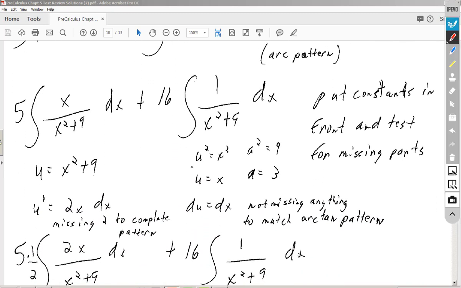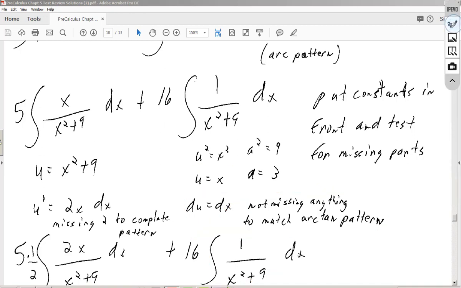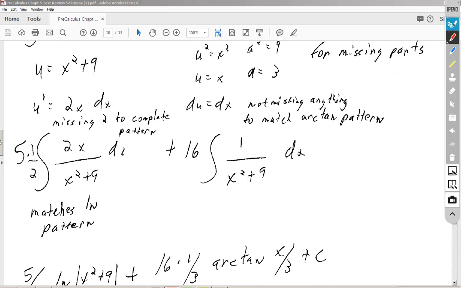So here's my derivative of u equals x, so that means that du or u prime equals dx. So it's not missing anything to match the arc tangent pattern. I still have my 16 out front, and I leave my 1 over x squared plus 9. Now that that matches the pattern, I just have to remember the pattern of the arc tangent. I still have my 16 out front, and the pattern of the arc tangent says that I'm going to have 1 over a out front, and then the arc tangent of u over a plus c.